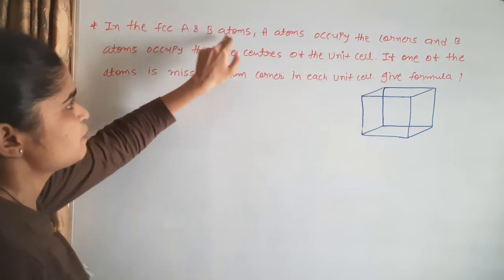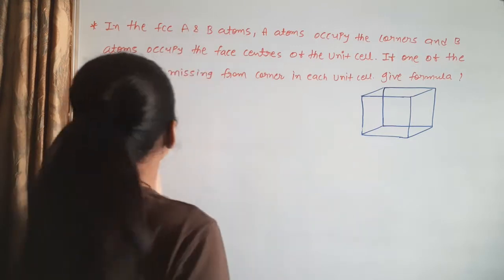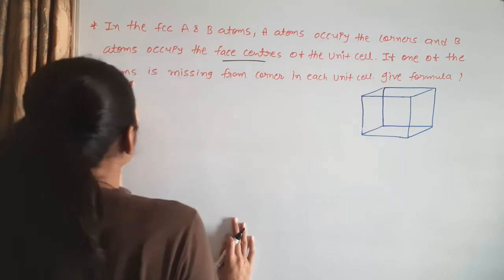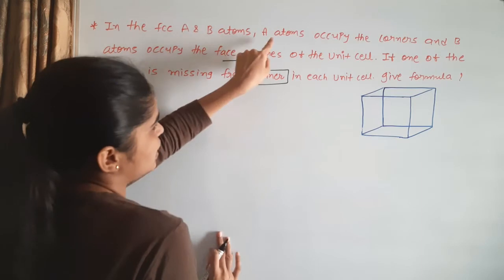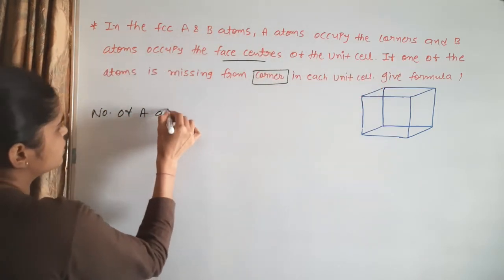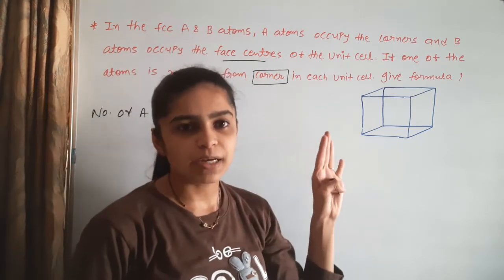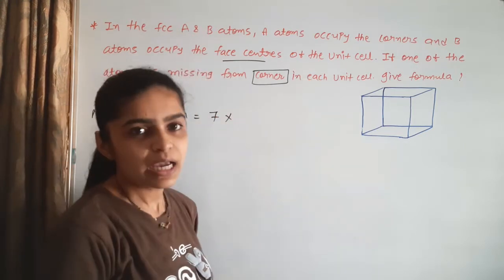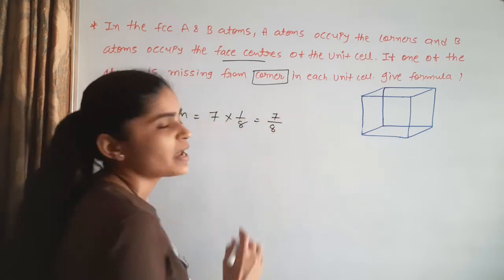Cubic unit cell with A and B atoms. A atoms occupy the corners and B atoms occupy the face centers. If one of the atoms is missing from a corner, then the number of A atoms: in general it is 8, but with one missing, 7 corner atoms are present and each contributes 1 by 8. So this is 7 by 8.